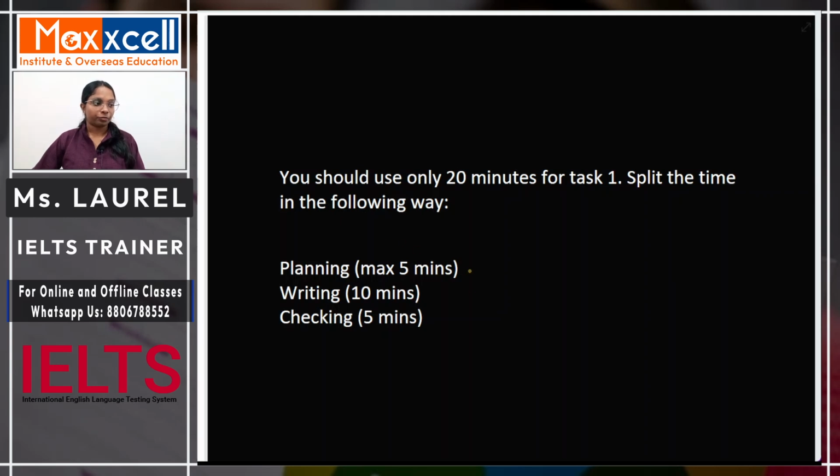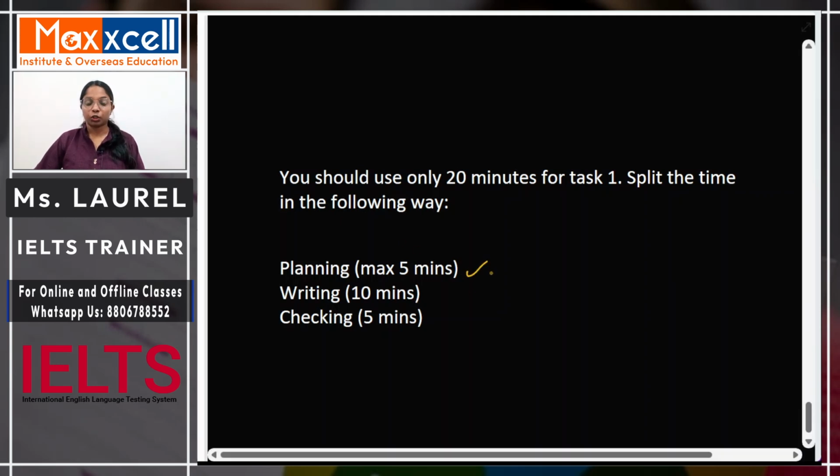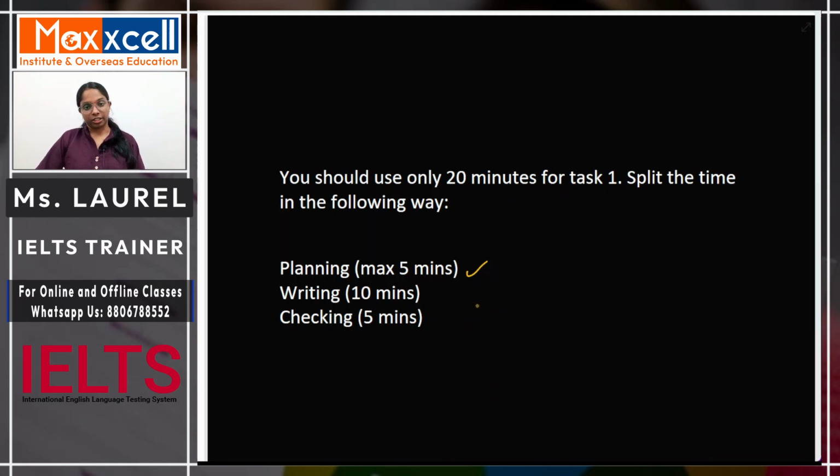You're going to use 5 minutes for planning. You have to plan your letter. Why? Because each letter is going to be different, right? And there will be different bullet points. So you should make note of what are the different parts of the task that are asked of you, and then you should also plan what are the points you're going to write for it. Make sure you're keeping the plan right in front of you before you even start writing.